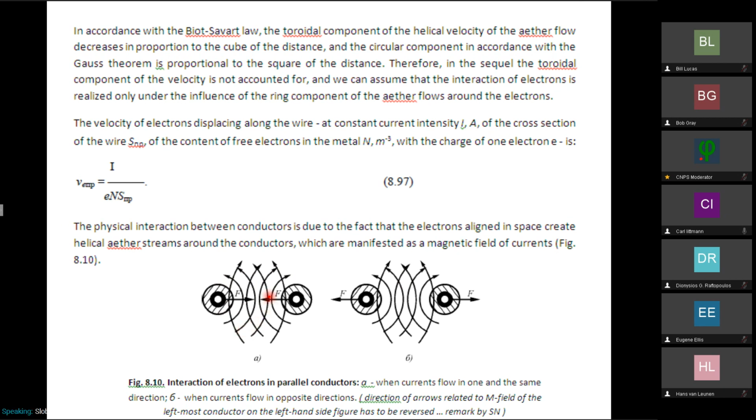We would have here counter-flowing structures. And then we have an increase of velocity gradient, a decrease of pressure, and the ether from the surroundings pushes those two conductors to each other. The other way around is when we have counter flows.